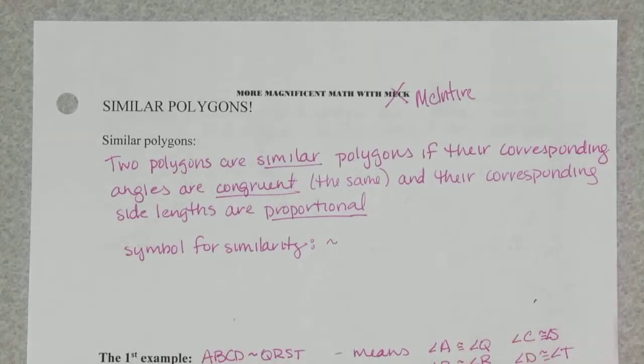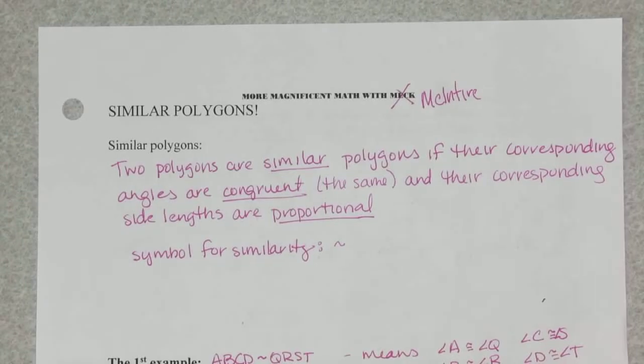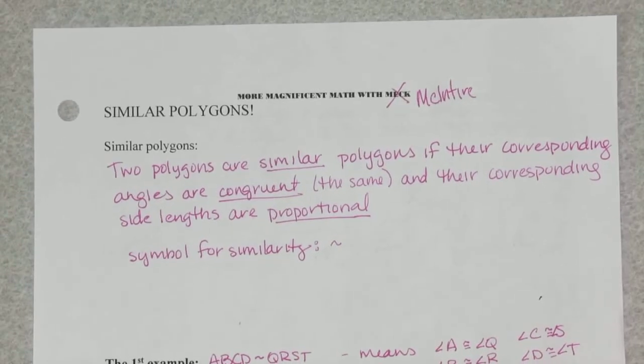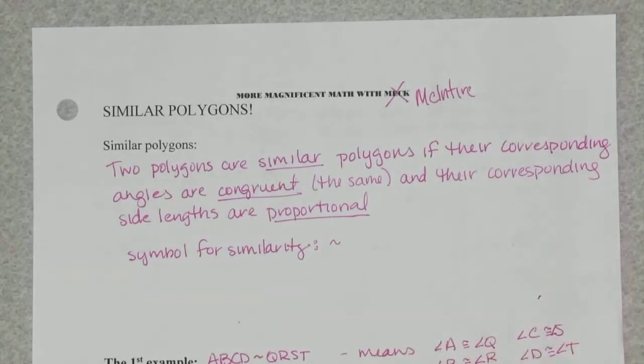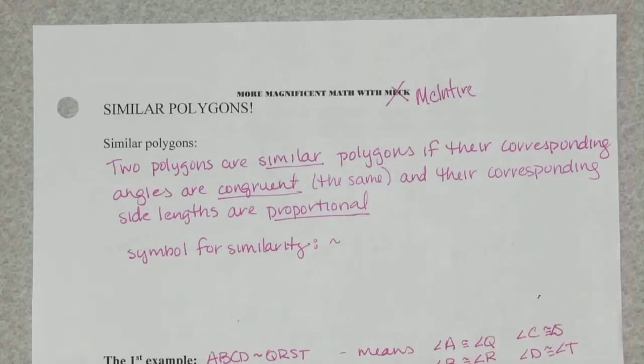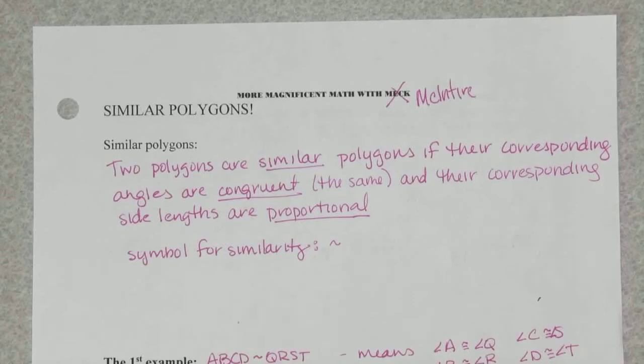So here's the definition. If you want to pause and copy it down, feel free. Similar polygons exist if their corresponding angles are congruent and their corresponding side lengths are proportional. So if I'm asking you about similar polygons, those are the two things you need to check. Are their angles the same? Are their side lengths proportional?